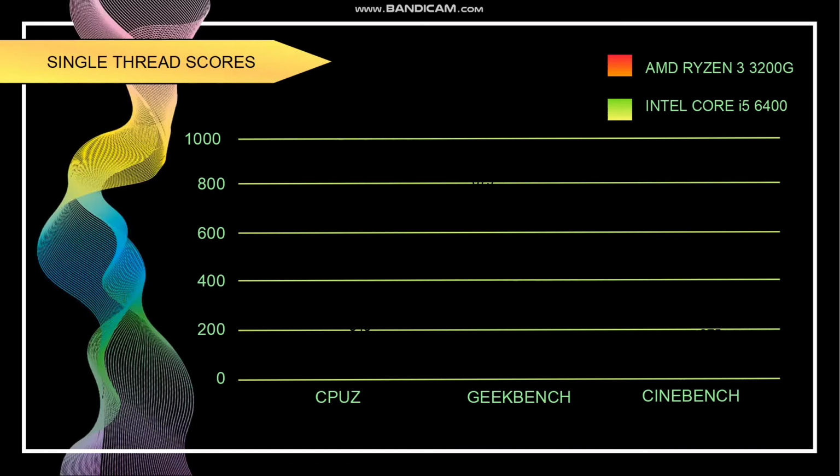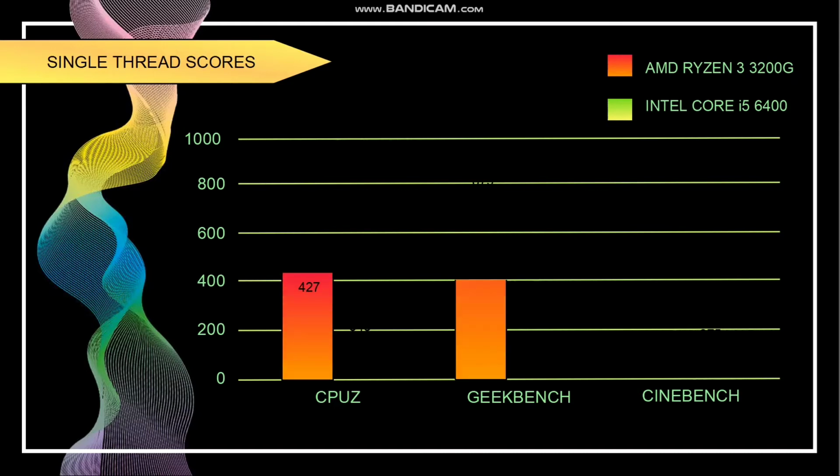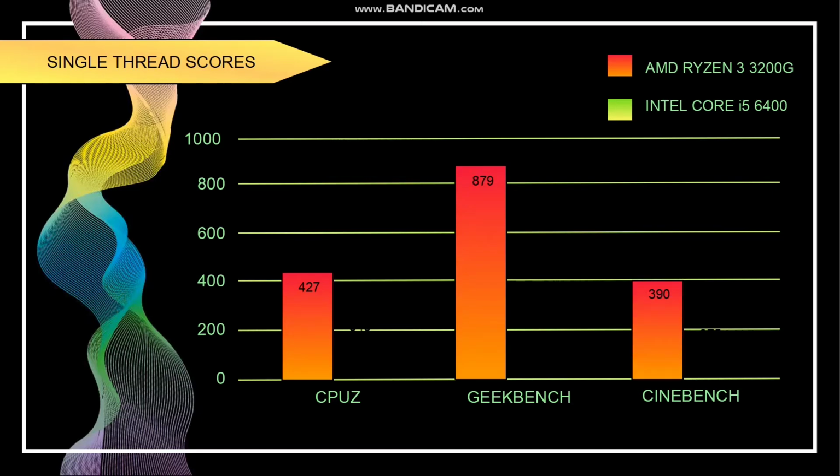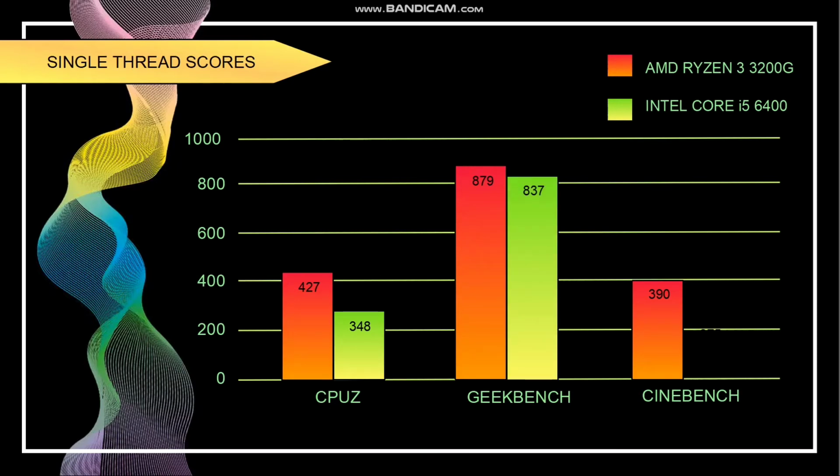So now let's proceed to their single thread scores from 3 different benchmarks, namely CPU-Z, Geekbench, and Cinebench. So the AMD Ryzen 3 3200G has a single thread score of 427 in CPU-Z, 879 in Geekbench, and 390 in Cinebench. While the Intel Core i5 6400 has a single thread score of 348 in CPU-Z, 837 in Geekbench, and 275 in Cinebench.